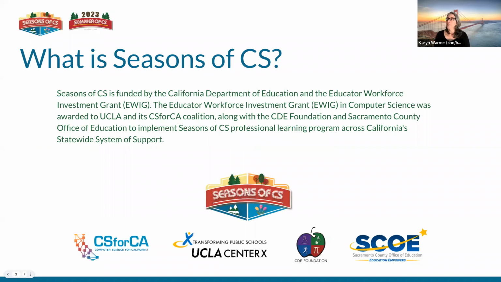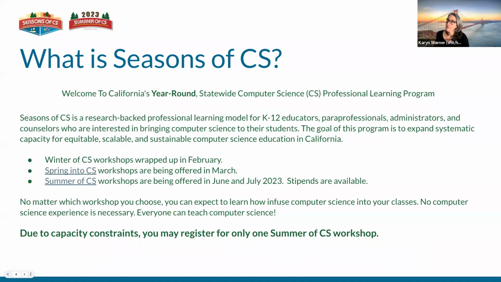So first off, the Seasons of CS is a grant that this coalition of people came together to create, and this is how we are able to offer workshops around computer science to educators, paraprofessionals, counselors, and administrators. You can see our logos here of the different people who are coming together to put together the Seasons of CS. It is a year-round offering.